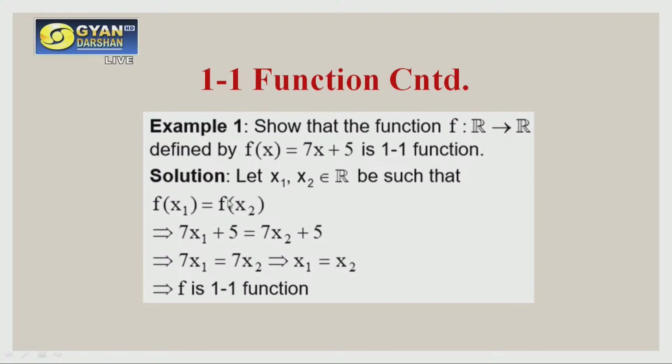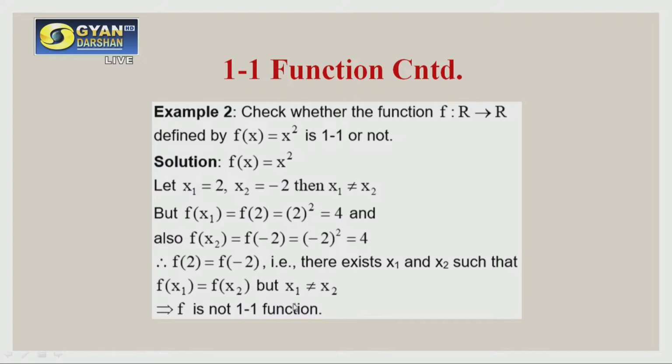What is the value of f(x2)? Just replace x by x2: 7x2 + 5. After that, cancelling this 5 on both sides, I will get 7x1 = 7x2. 7 cancels with 7, so x1 = x2. This implies that f is a 1-1 function.